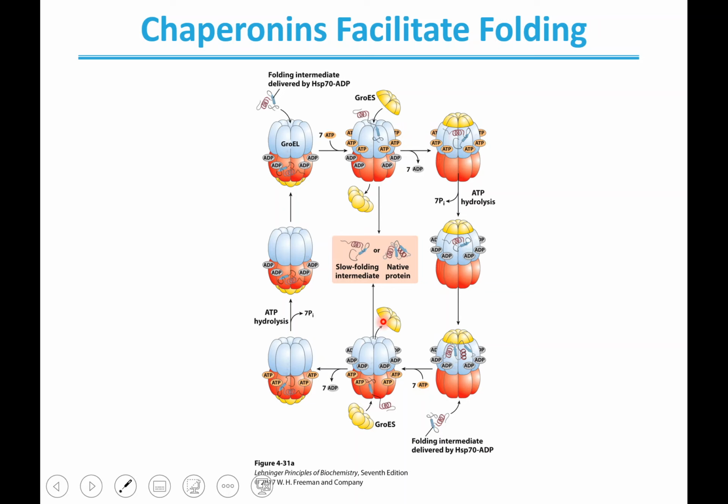Then GRO-ES gets removed, and the native protein comes out, or another folding intermediate comes out, and if that's the case, it can go back into one of these. It has two sides, so as one side is doing this, the other side is free, and when this opens up, a protein can go on the other side before the GRO-ES is kicked off the other side. So in this case, there's always one side occupied.